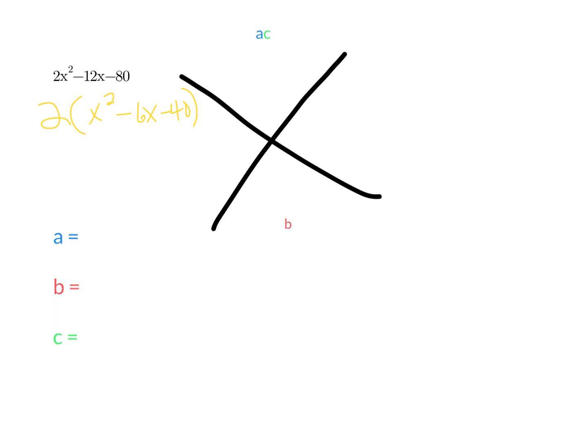Now that I've pulled out the greatest common factor, I'm going to identify my a, b, and c, but I'm going to use the factored trinomial. So my value of a is 1, my value of b is negative 6, and my value of c is negative 40. So when I plug my values into the diamond, I'm going to multiply 1 by negative 40 to get negative 40. And then my value of b is negative 6.